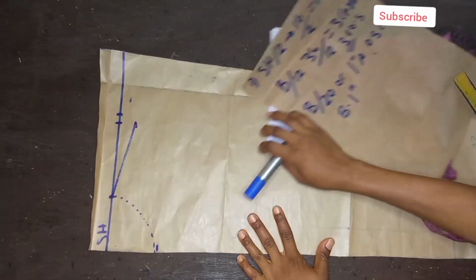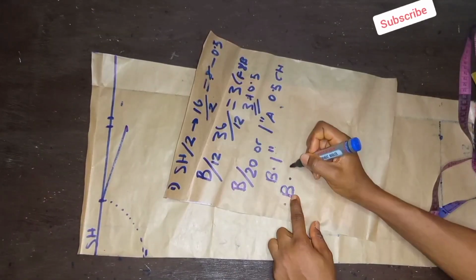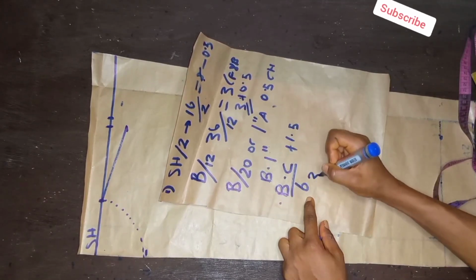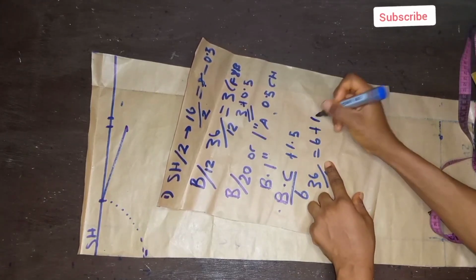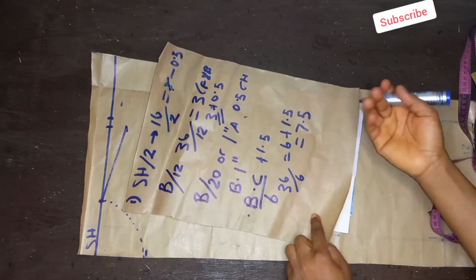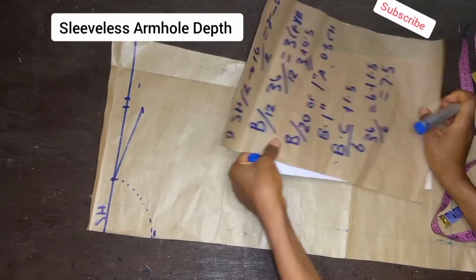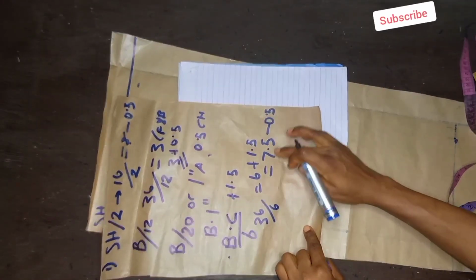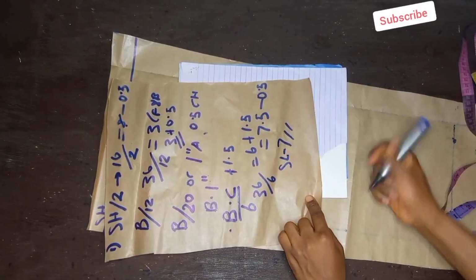Now that I'm done with the shoulder slant, the next formula I'll go for is the armhole depth. The formula for the armhole depth is bust circumference divided by 6 plus 1.5 inch. So let's say the bust circumference is 36 inches. 36 inches divided by 6 will give me 6 inches, plus 1.5 inch will give me 7.5 inches. Now this is for a normal armhole, the kind of armhole you'll be attaching a sleeve to. For a sleeveless armhole, in order for it not to gape or open under the arm, you minus 0.5 inch. So 7.5 inches minus 0.5 will give us 7 inches.